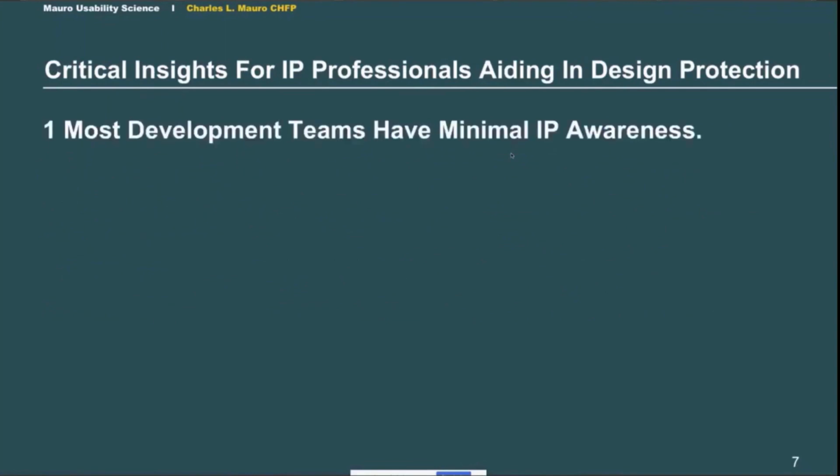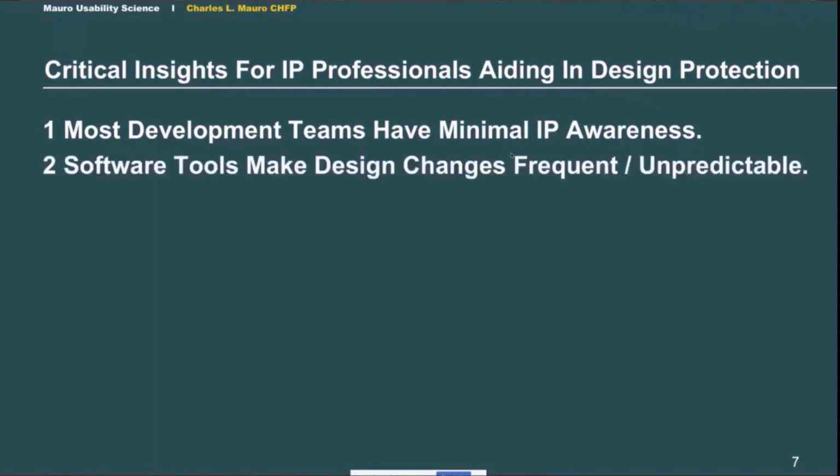Critical insights that I would leave with my colleagues who are IP professionals aiding in GUI design protection. And this is based on my personal experience and research conducted by my team. There's actually very minimal awareness of IP in the GUI development space. There are about 25 programs that offer degrees in UX design. And I checked those programs, not one single program has either a course or a lecture on IP. So there's a dramatic lack of awareness of IP in the GUI development space.